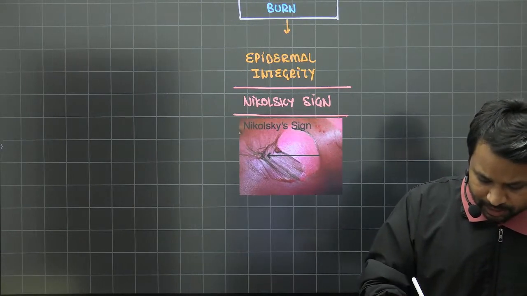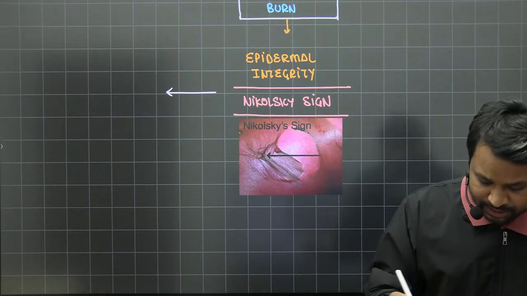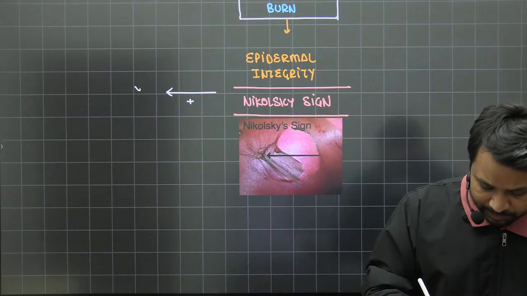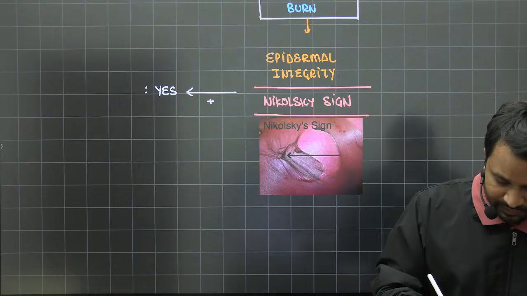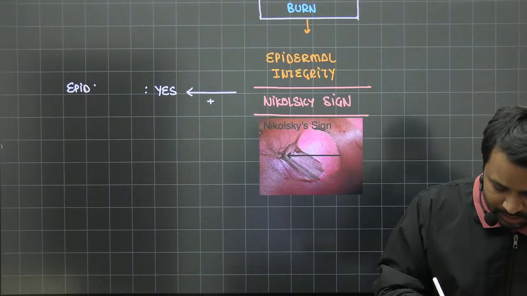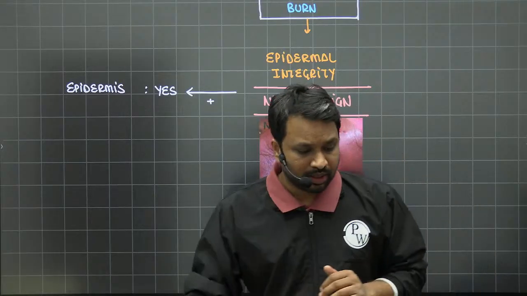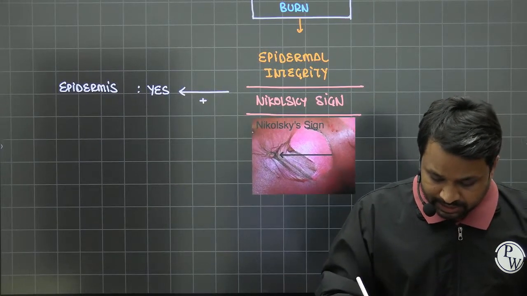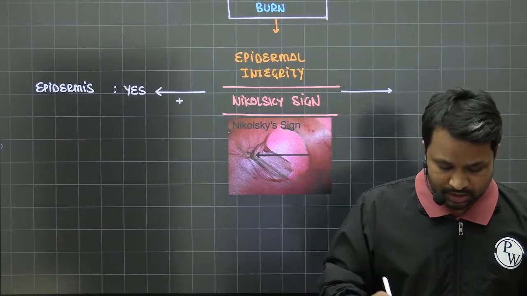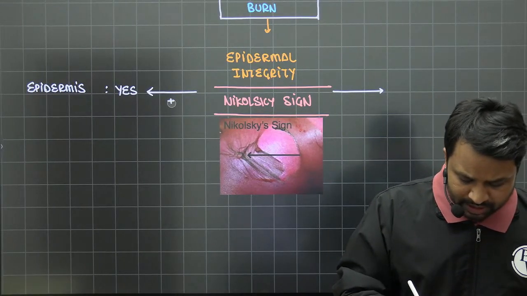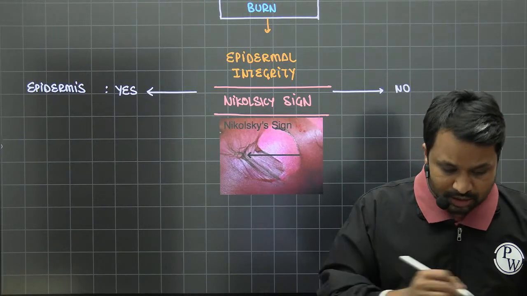So when we say the epidermal integrity, which is evaluated by the Nikolsky sign, if the Nikolsky sign is positive, and we say the epidermal integrity is maintained, I can say the burn is confined to epidermis. So I don't need to worry. On the other hand, the epidermal integrity is lost. If the epidermal integrity is lost, rather than say Nikolsky sign positive or negative, I'll say that epidermal integrity is present or it is lost.